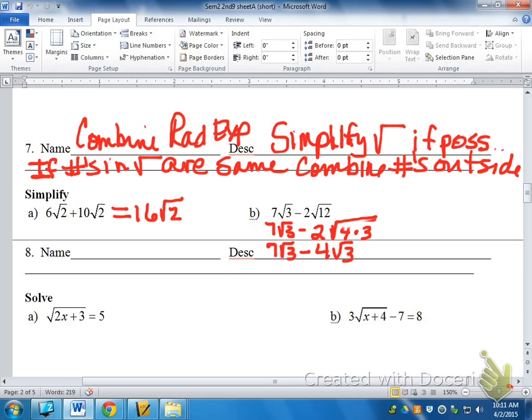All right, so I've got now 7 radical 3 minus 4 radical 3. They do have the same radical number. So now I just have to take 7 minus 4, and I have 3 radical 3. Okay, questions about that? Anybody still writing the red?